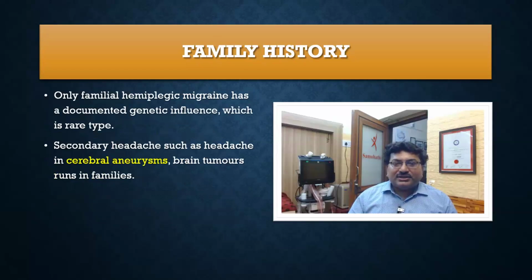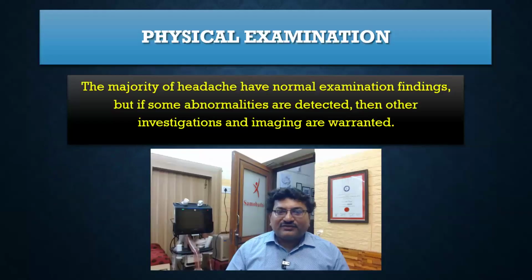In the family history, hemiplegic migraine has a documented genetic influence, but it is a rare type. For secondary headache like cerebral aneurysm, it could be possible that there is a family history present, and brain tumors as well might run in families.